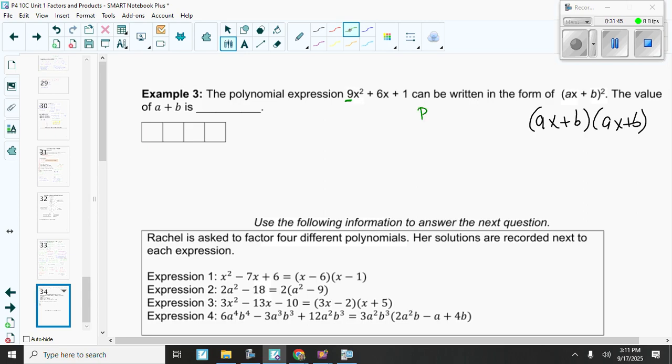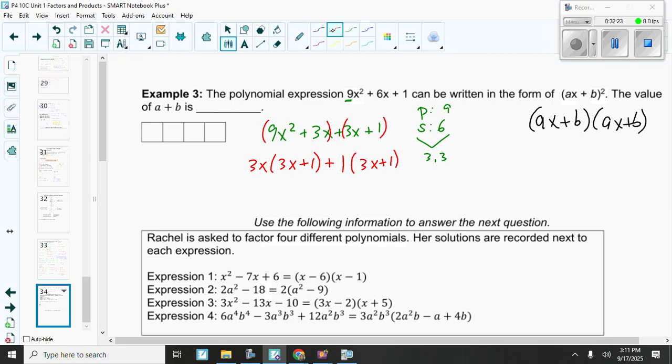So what we're going to do is product sum first. Two numbers that multiply to give me 9 and add to give me 6. It looks like 3 and 3. So then I'm going to go 9x squared plus 3x plus 3x plus 1, and we're going to group them. We can pull out 3x, and we're left with 3x plus 1. Then there's nothing obvious to pull out of the second group, so the only thing we can pull out is a 1, and we're left with 3x plus 1.